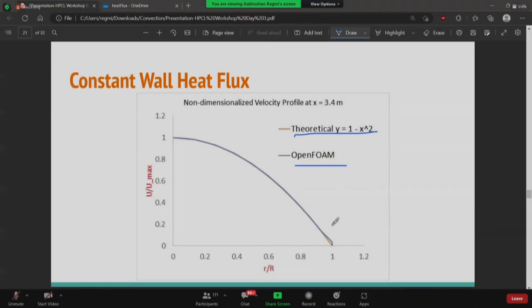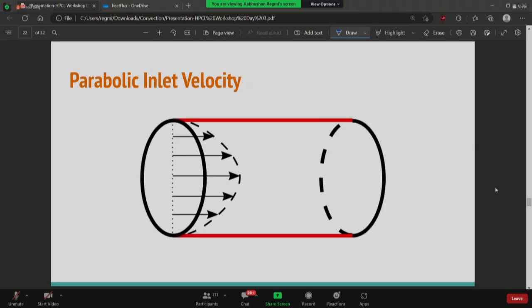You may notice that there is some difference or deviation at my wall. This is because I have not used a proper expansion ratio at my wall, so the mesh near the wall is much coarser. If I were to use an expansion ratio so that near my wall the mesh is much finer than elsewhere, I would be able to eliminate this. And this is an assignment problem.